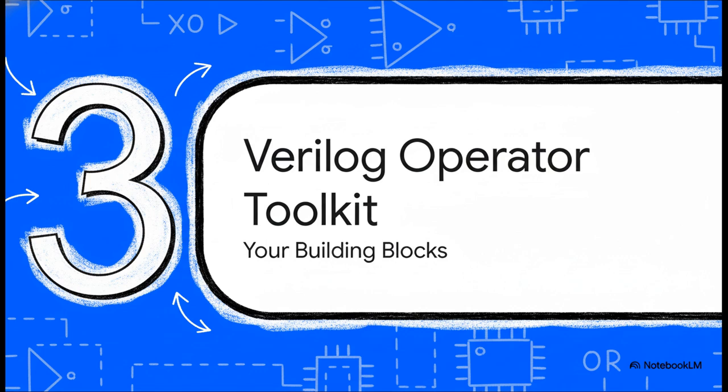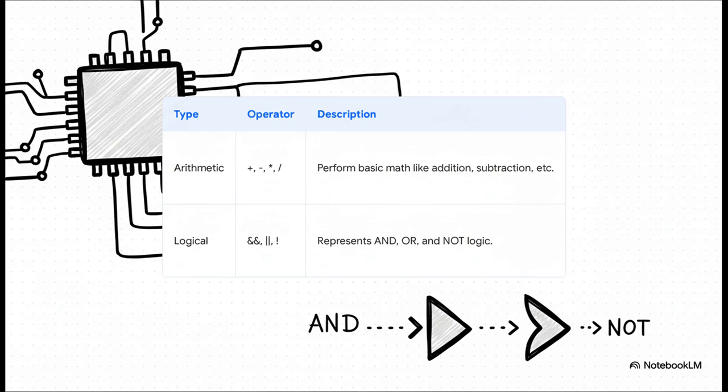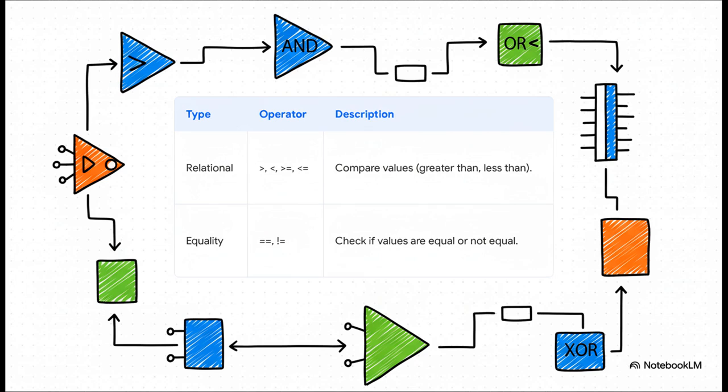So if you're going to describe these circuits, you're going to need a toolkit, right? Well, in Verilog, your tools are called operators, and they really do work just like tools in a digital workshop. First up, we've got the ones you probably already know. Arithmetic operators for your basic math and logical operators. And these logical ones, and, or, not, they are the absolute bedrock for making decisions in your circuits. Then you've got relational and equality operators. These let us compare things. Is this signal higher than that one? Are these two values equal? Asking these kinds of questions is how you start to build really smart hardware.